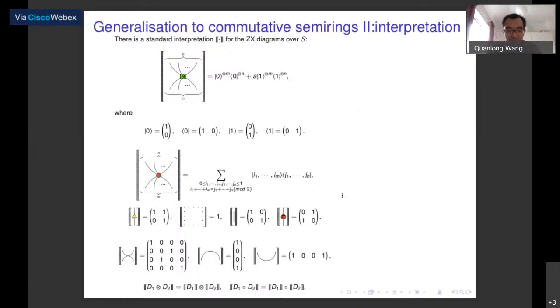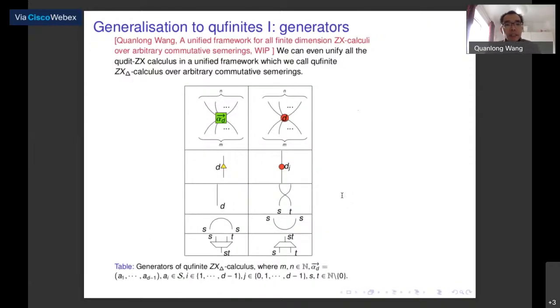So in this way, you can represent the diagram. You can generalize the ZX-calculus from complex numbers to semirings. And we can go even further. We now have the ZX-calculus for qubits and for qudits for each D, but actually we want to put them together, put all the QD ZX-calculi together in a single framework.